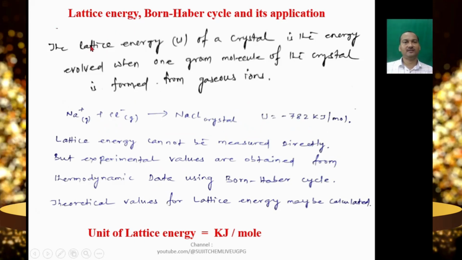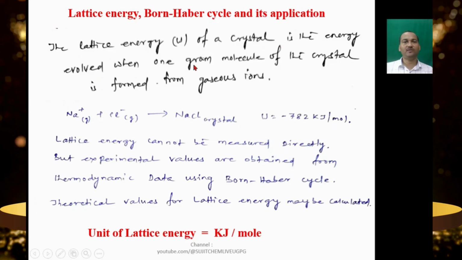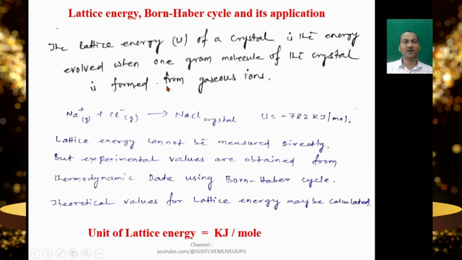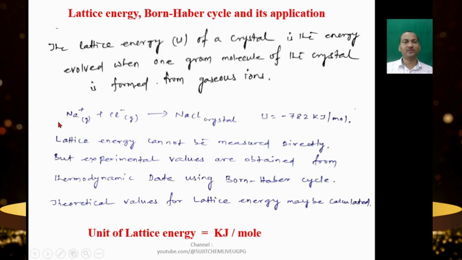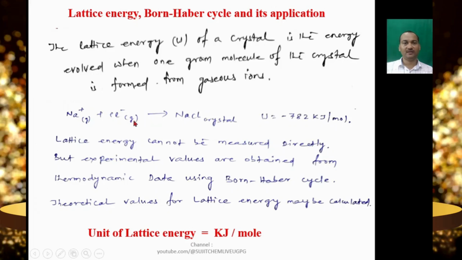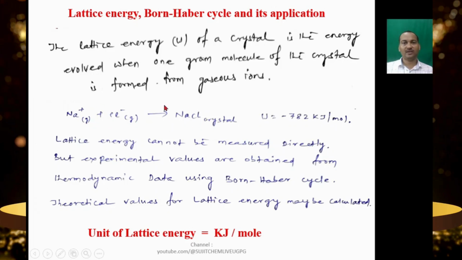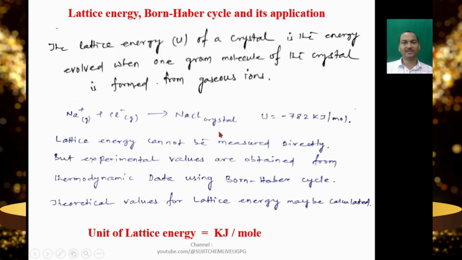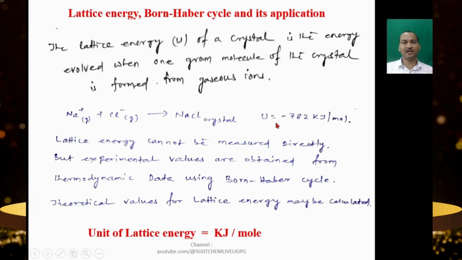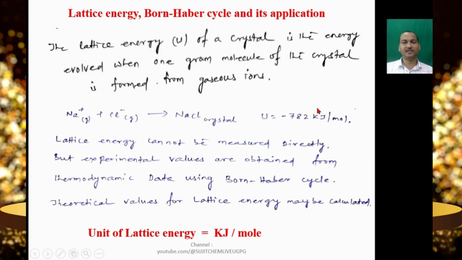So what is lattice energy? The lattice energy U of a crystal is the energy evolved when 1 gram molecule of the crystal is formed from gaseous ions. For example, Na+ gas and Cl- gas combine to give rise to NaCl crystal. In this process, the lattice energy that we get is minus 782 kilojoule per mole. So minus sign means it is an exothermic reaction, so energy is evolved.